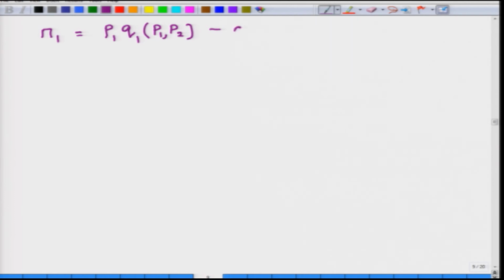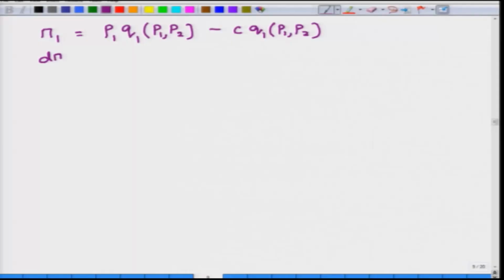Well, the total cost is C times Q1 of P1, P2. So, what is firm 1 doing? Firm 1 is choosing its price P1 to maximize the profit, by taking a particular price P2 as given. So, firm 1 believes that firm 2 is choosing a price P2. For that price P2, what is my best response?